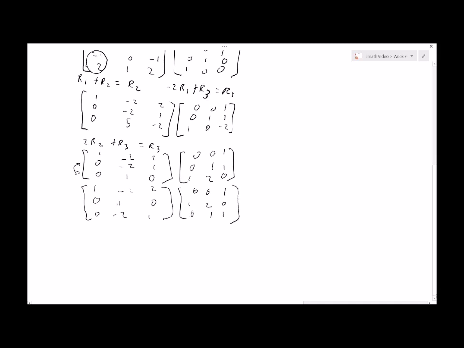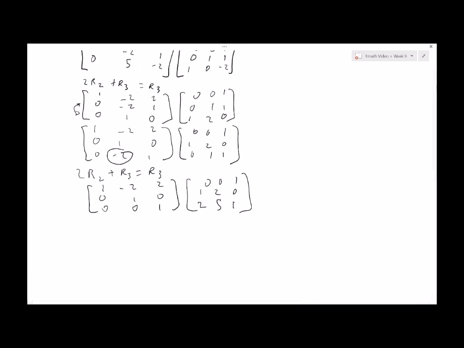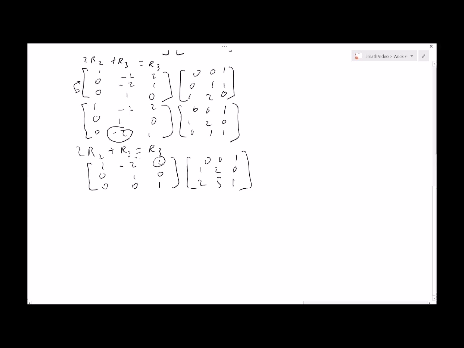Finally, well, almost there, we're going to make this a 0. So we're going to do R2 plus R3 equals R3. So you get 1, negative 2, 2, 0, 1, 0, 0, 1, 1, 2, 0. Okay. So 0 plus a 0 is 0, 2 plus a negative 2 is 0, 0 plus a 1 is 1, 2 plus a 0 is 2, 4 plus a 1 is 5, 0 plus a 1 is 1.